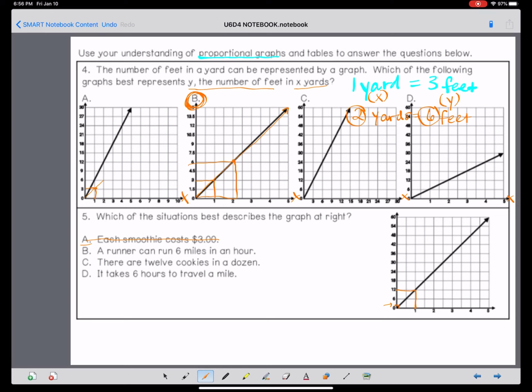Part B. A runner can run 6 miles in an hour. I'm going to erase my lines from the last one. All right, 6 miles in an hour is what a runner can run. So let's go to 1 hour. See if it matches up with 6 miles. Nope. 6 miles in 1 hour? Nope. That one would be a half. So that one is wrong. Let's cross that one off.